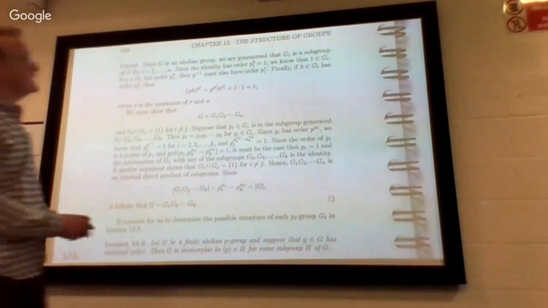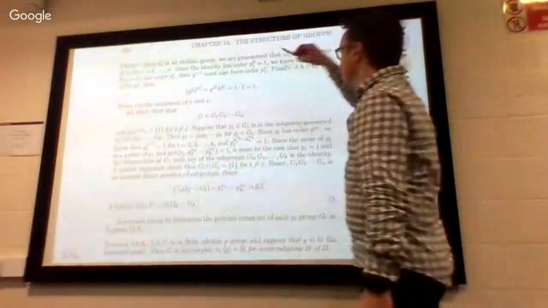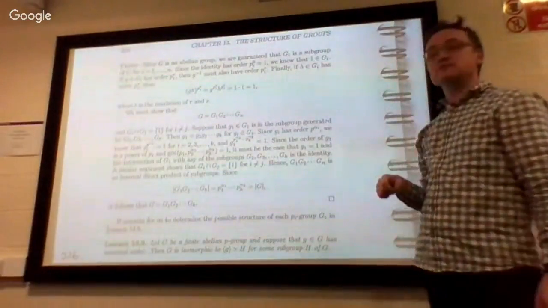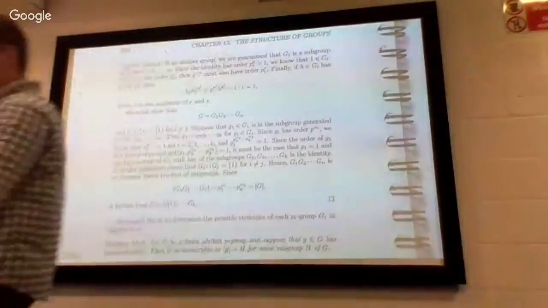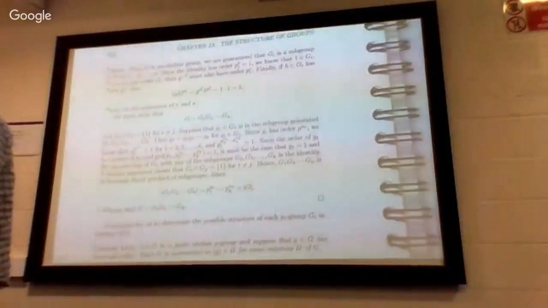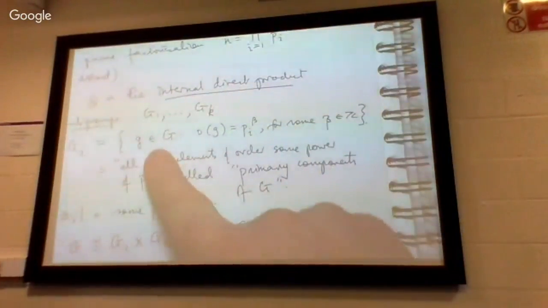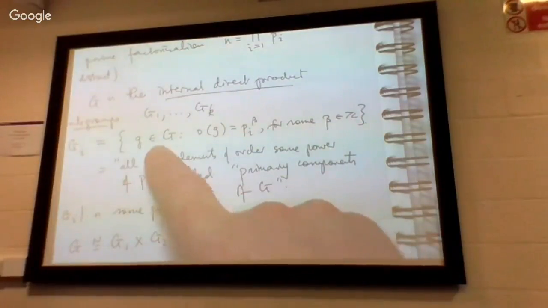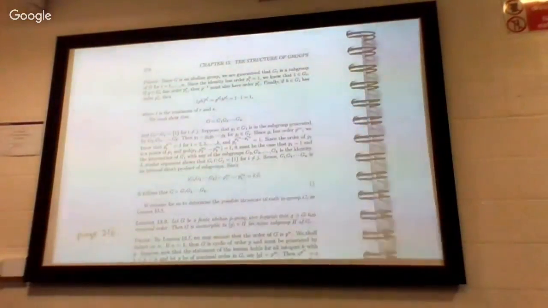So first of all, he worries about proving that the G_i are subgroups. At the moment, when we stated the theorem, they just come to us as subsets. So first of all, we have to show that they are actually subgroups. You can do that very easily.